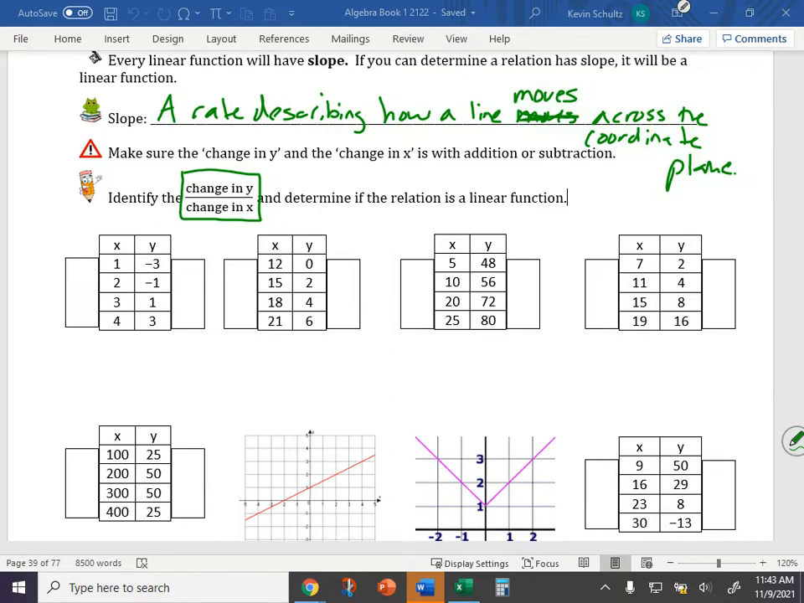Good? A rate describing how a line moves across the coordinate plane.